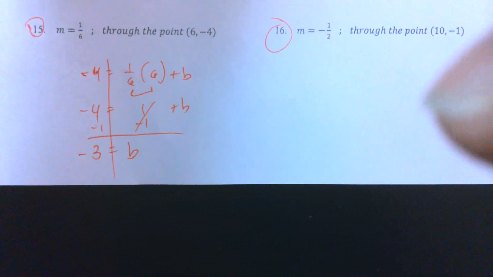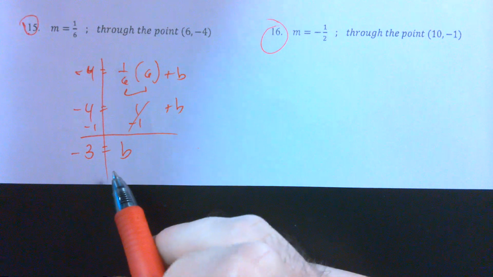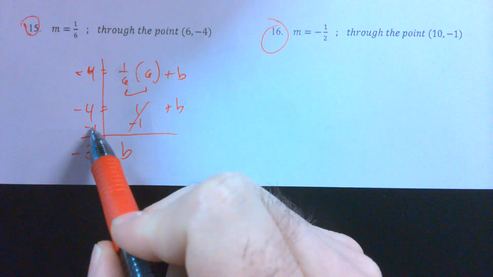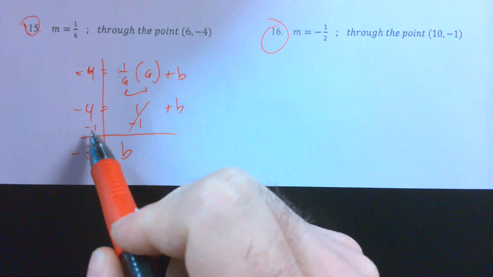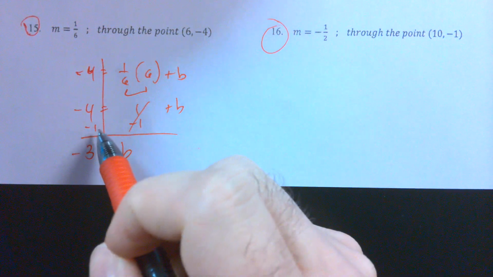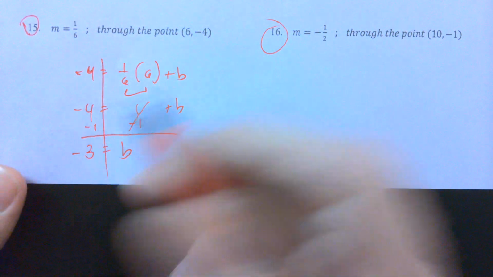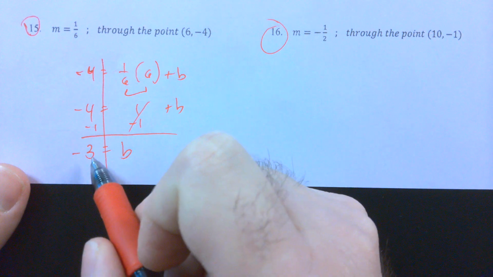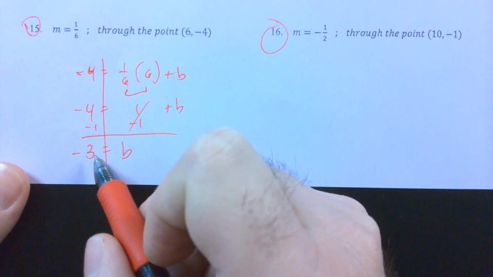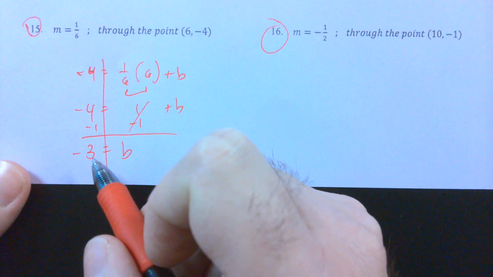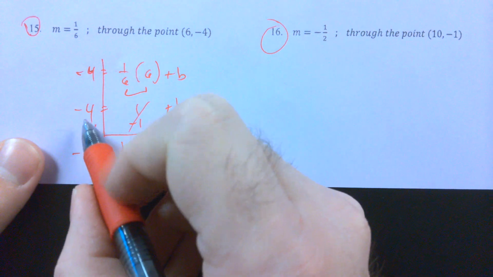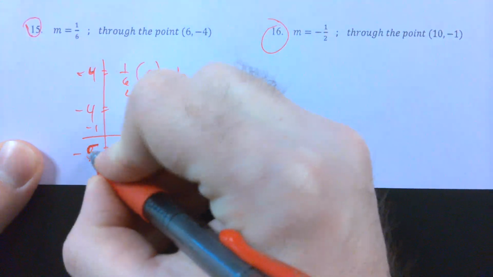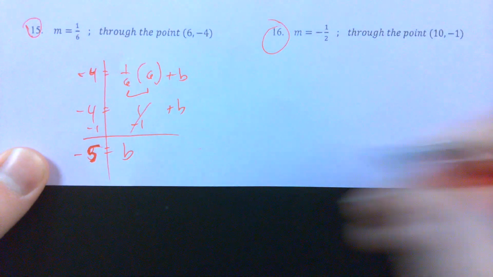You got -5? Did you guys get -3 or -5? -5? How did you get -5? I'm not multiplying or dividing. What am I doing? Subtracting. So negative 4 minus 1. Isn't that negative 3? No, it's negative 5. It's like you said, if you lose $4 and you lose 1 more, it's 5. If I spend $4 and then spend 1 more, now I've spent $5. So my b is negative 5.